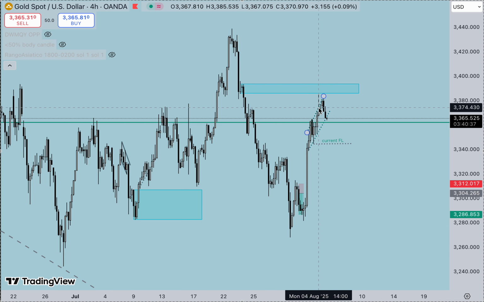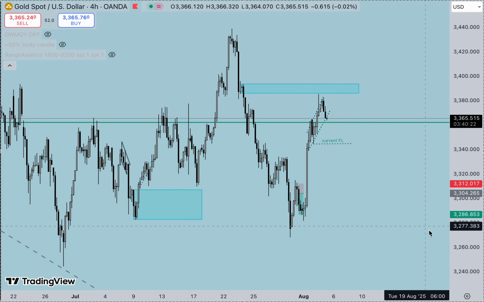It would be nice if we see one more push up, take this liquidity, and then we can start to look for sells, because here we have our current fractal low, our current fractal high. But a break of this fractal low on the 4 hour would just tell us, okay, now we can target this NFP low from Friday.